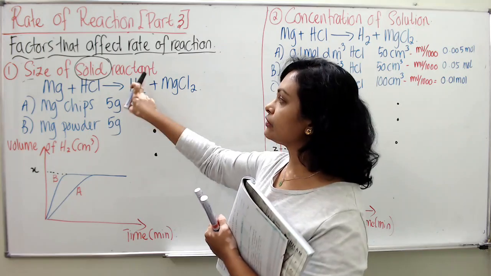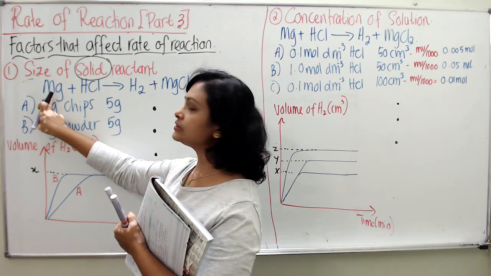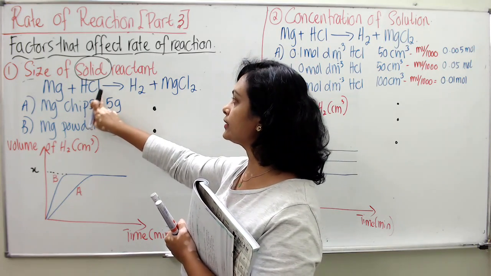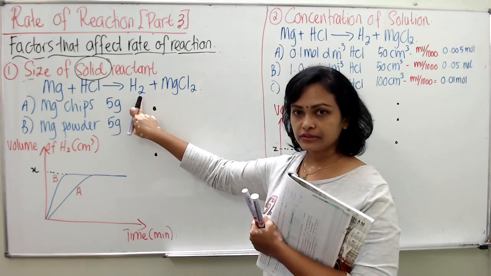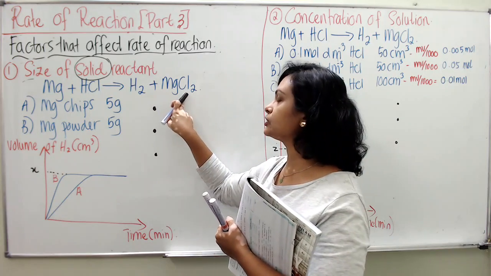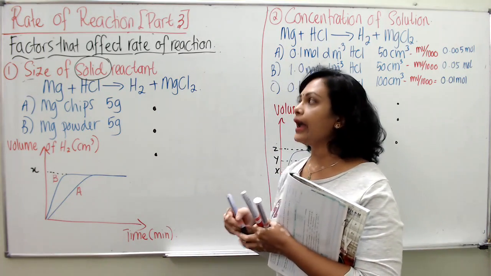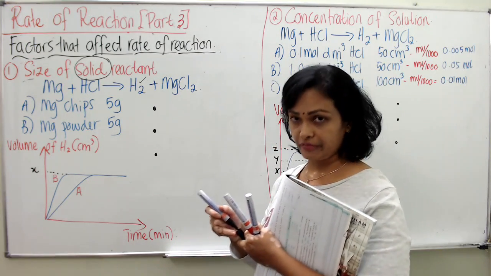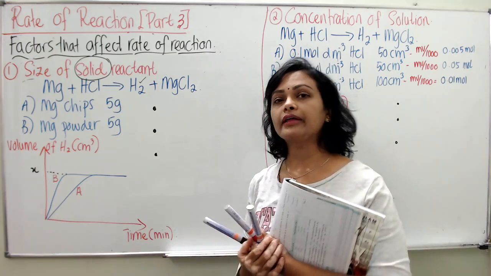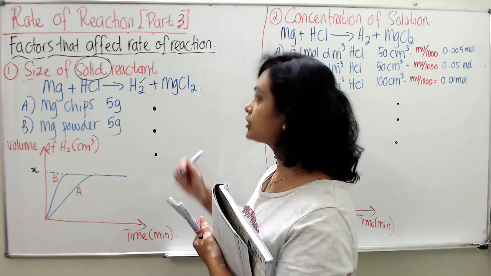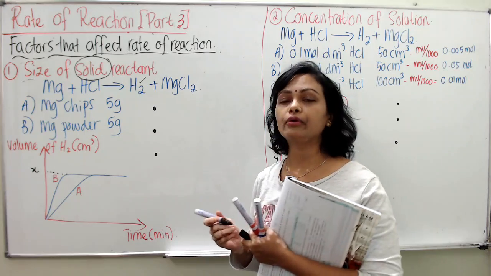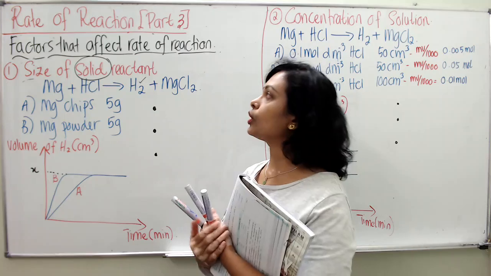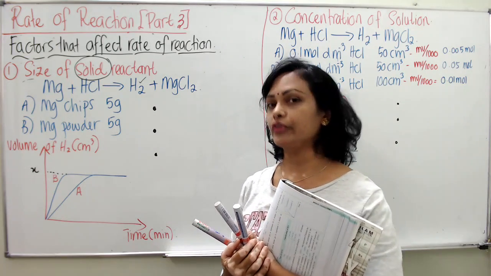For instance, I've given you one example where magnesium, a reactive metal, reacts with hydrochloric acid to produce hydrogen gas and a salt called magnesium chloride. And here the observable and measurable change, like what I have explained before, for this experiment is the volume of hydrogen gas. Now, let's look at how the size of solid reactant will affect the rate of reaction.